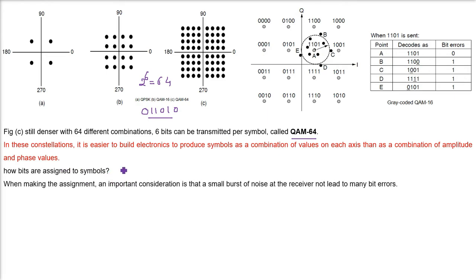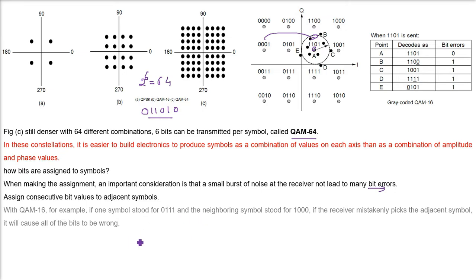Okay. Now how do we assign the bits? You can ask how these bits are being assigned. Why do we have 1111 here, 1011 there? Why can't we have some other combination? You can have 1000 at the top. Why can't you have it in the third quadrant? The important consideration is that a small burst of noise at the receiver should not lead to many bit errors. So we assign consecutive bit values to adjacent symbols, that is what we do.